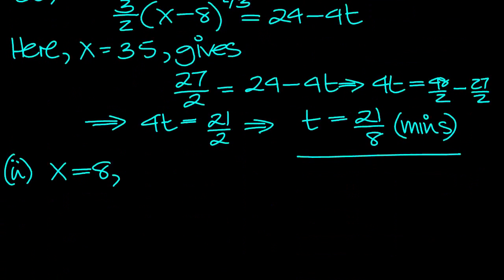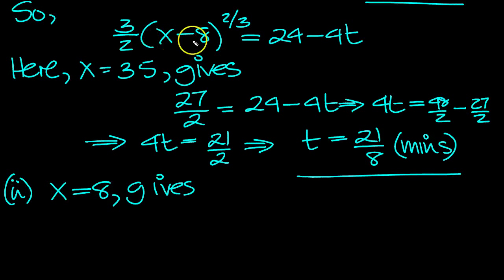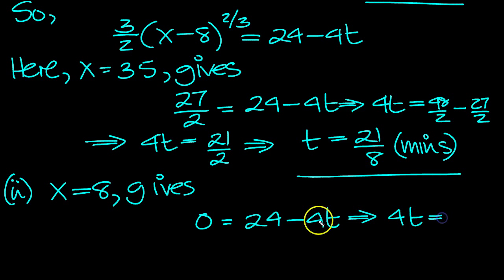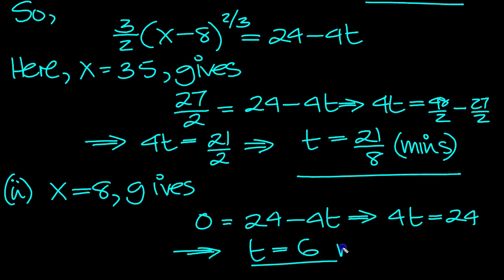So let's have a look then. x equal to 8 gives, put 8 in, and we simply get a 0 here, don't we? So 0 equals 24 minus 4t. That tells us that 4t, moving it over to the other side, is equal to 24. Move the 4 from times to divide, 24 over 4 is 6. So that's 6 minutes.